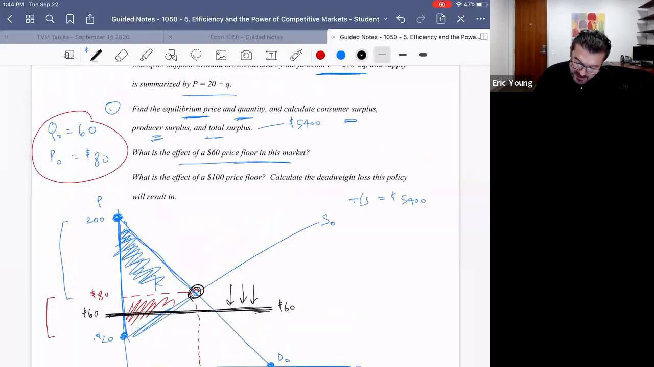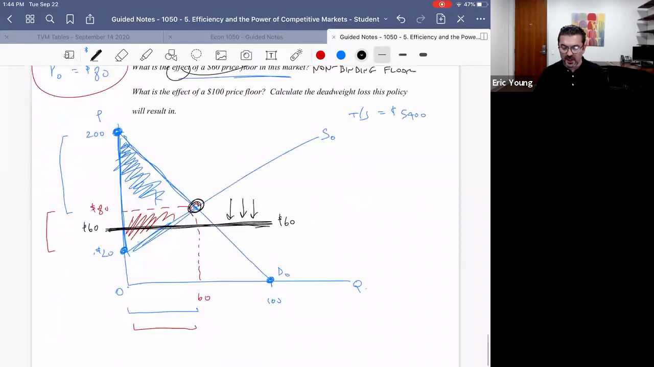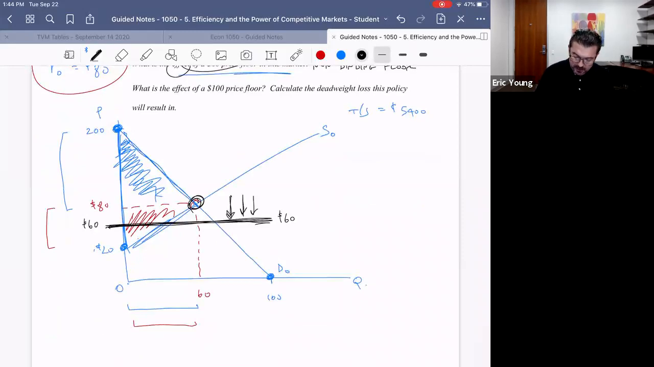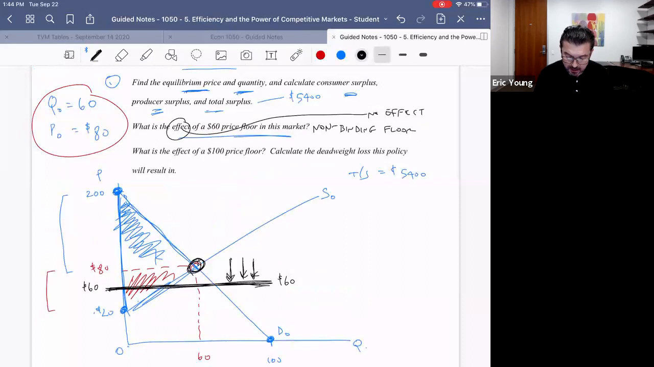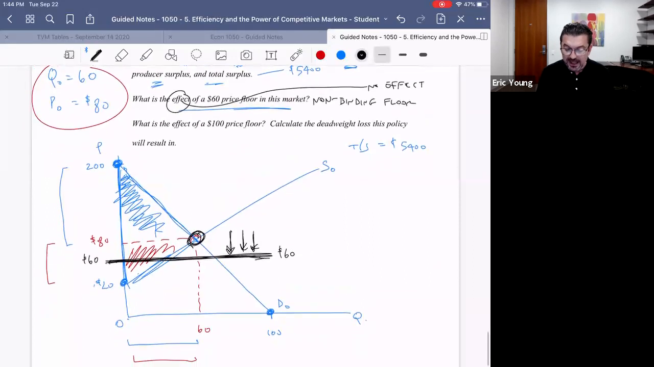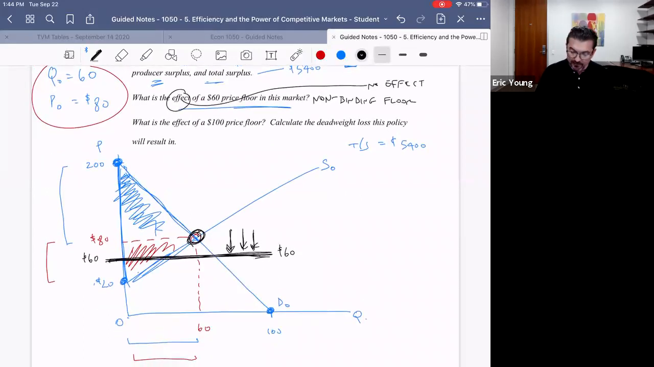We would call this a non-binding floor. In other words, the answer of the effect, it's going to have no effect. Because if prices can't go below 60, but 60 is already below the equilibrium, it's non-binding. So there you go. Question 1, question 2, we got it. Now we got to do question 3. And this one's going to be a little bit hairier.